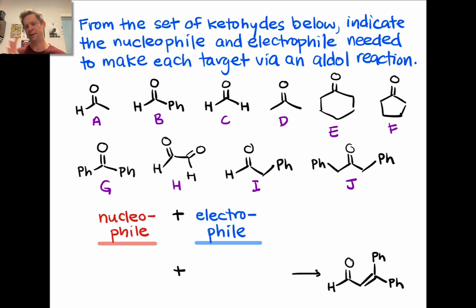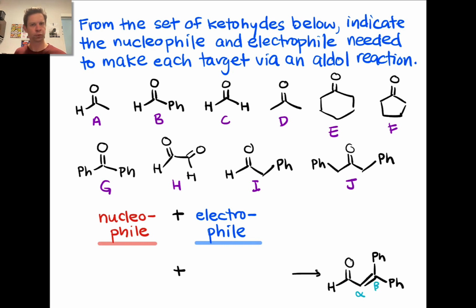So let's talk through what I mean by this in specific terms using this example in the bottom right. So we have here an alpha-beta unsaturated aldehyde right here. And based on what we just said, first of all, let's recognize this is the alpha carbon relative to the aldehyde carbonyl group, and here's the beta carbon.